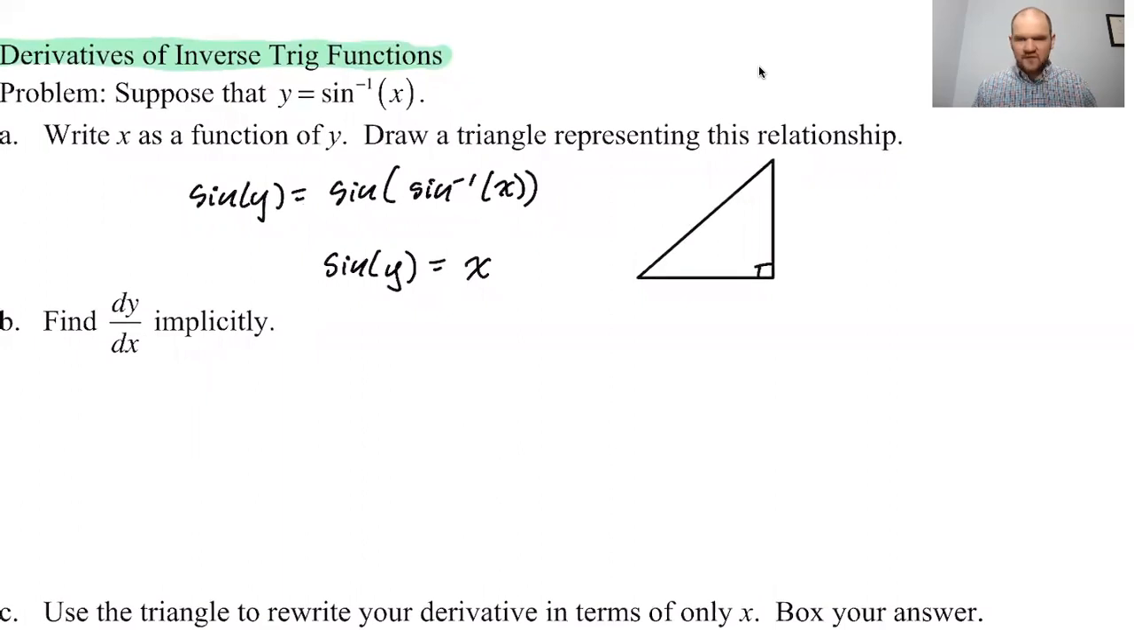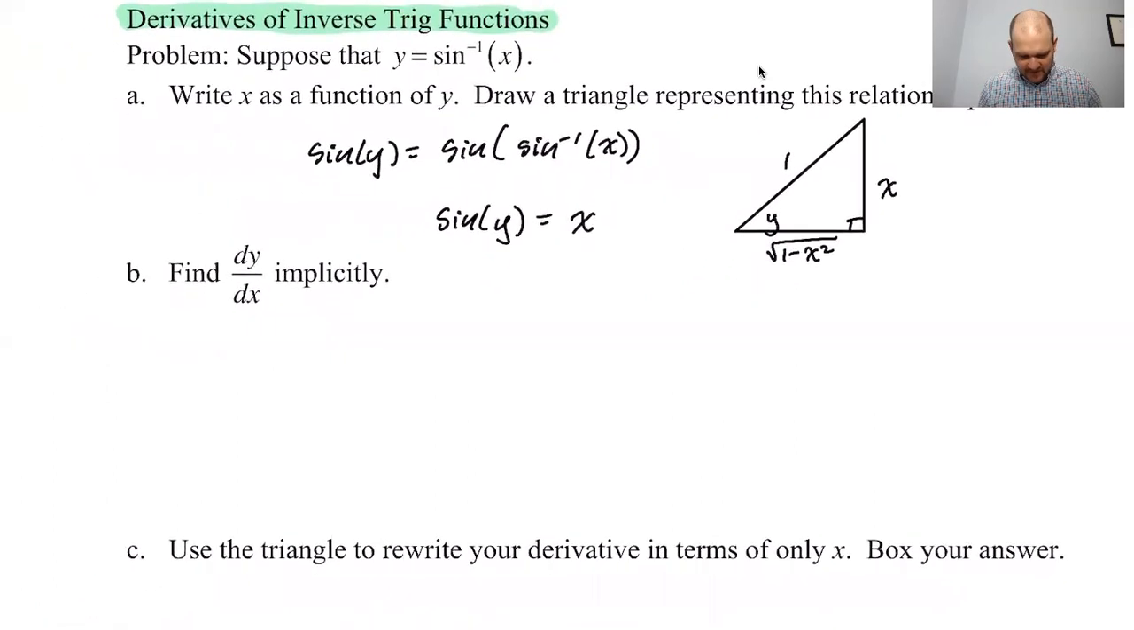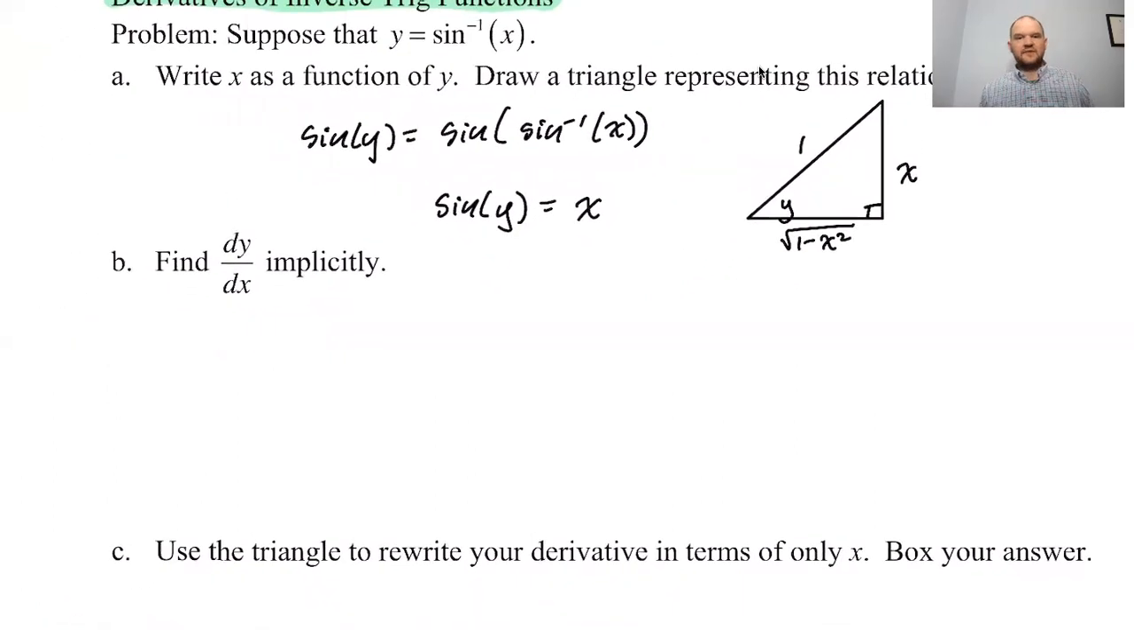So sine is equal to x, so x over 1. If this is the angle y, then the opposite side is x, and the hypotenuse is 1. Okay, so what's missing? The missing side is the square root of 1 minus x squared. All right, not bad.